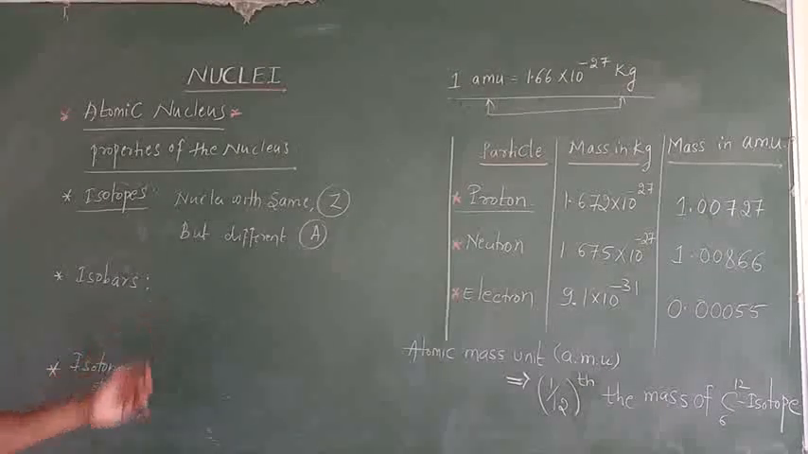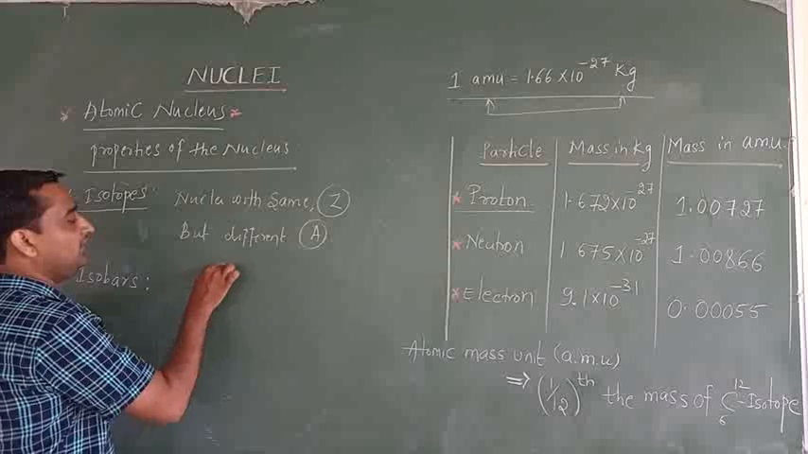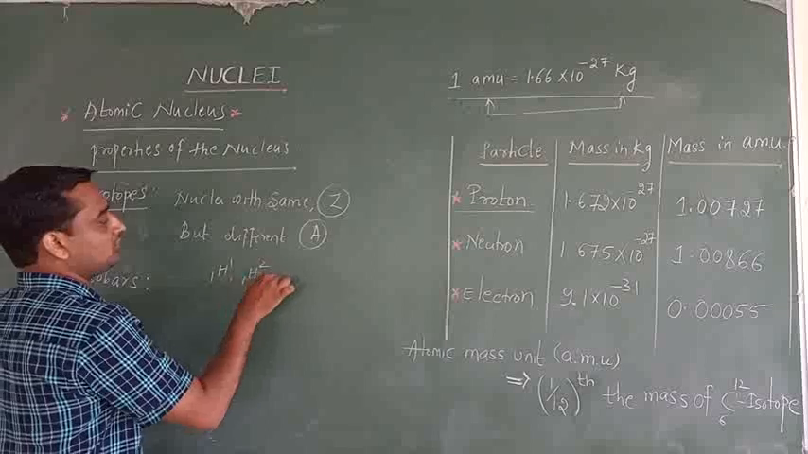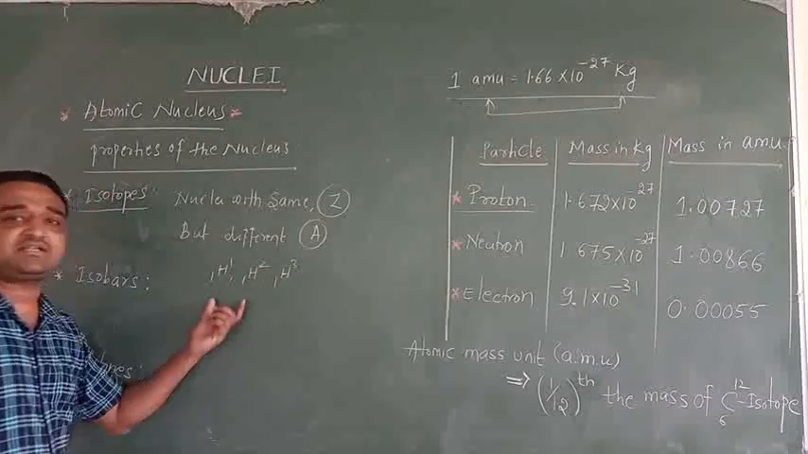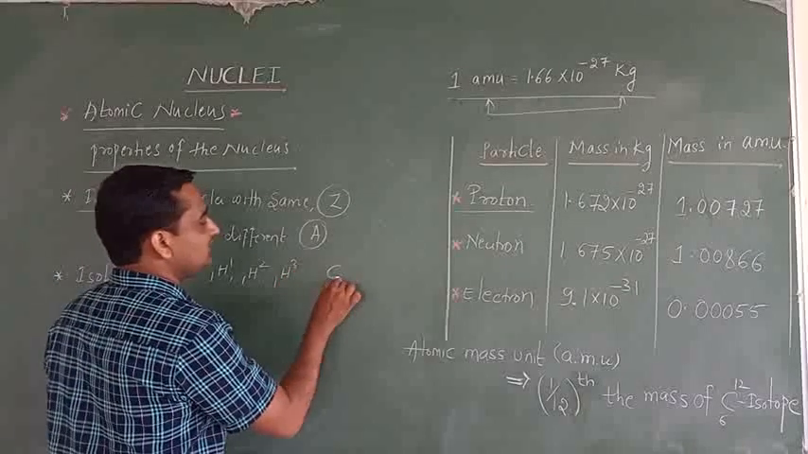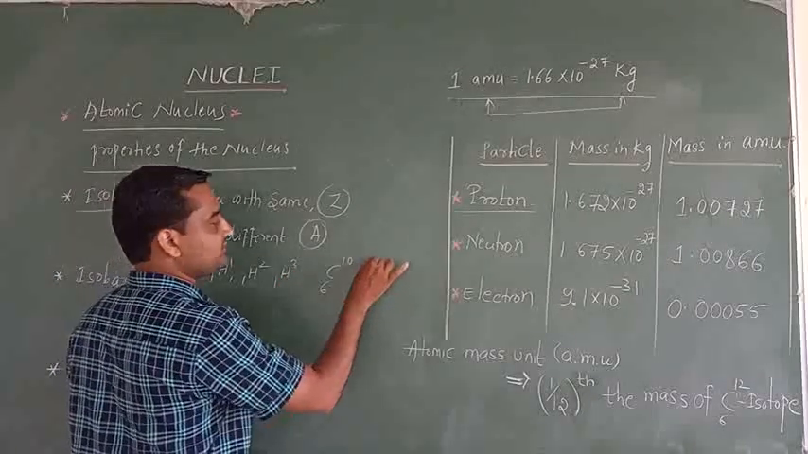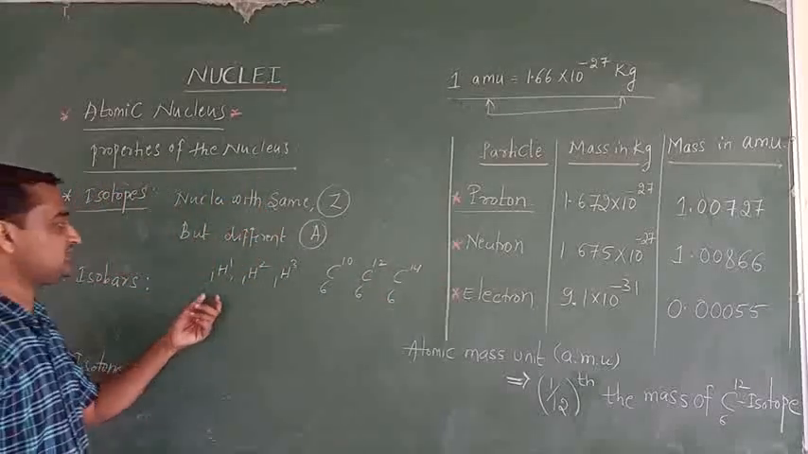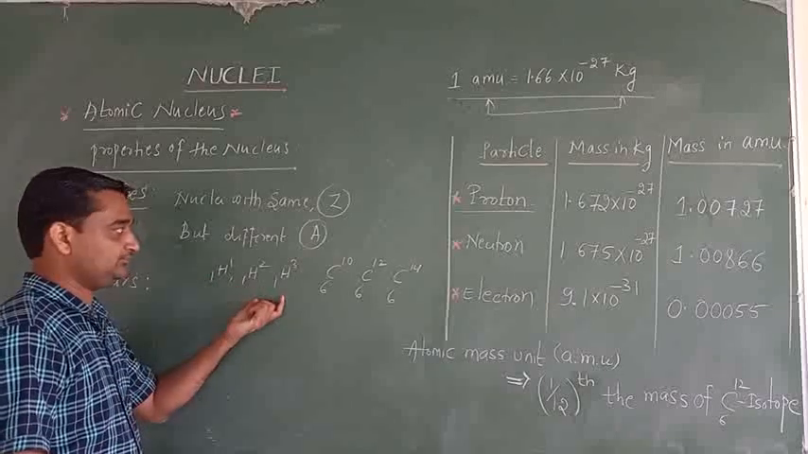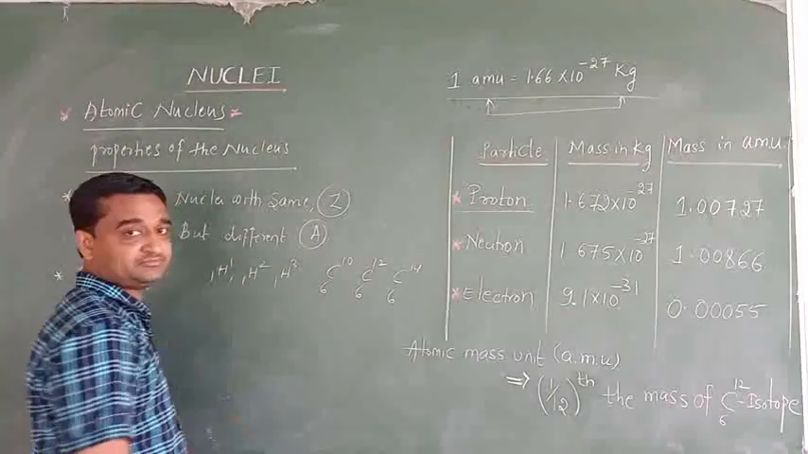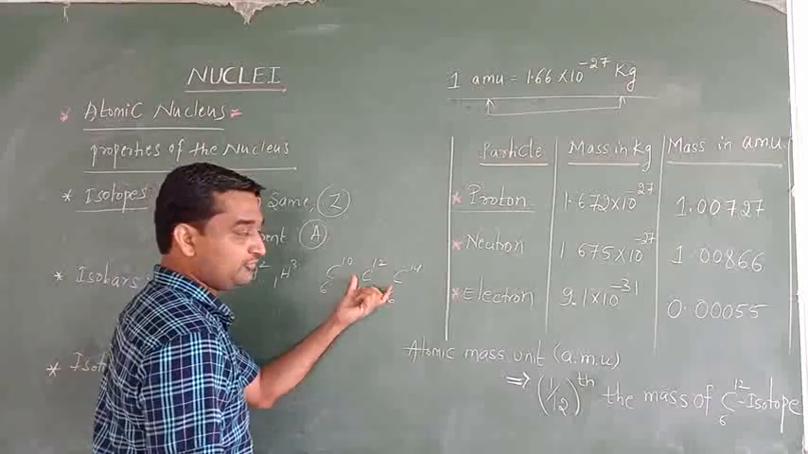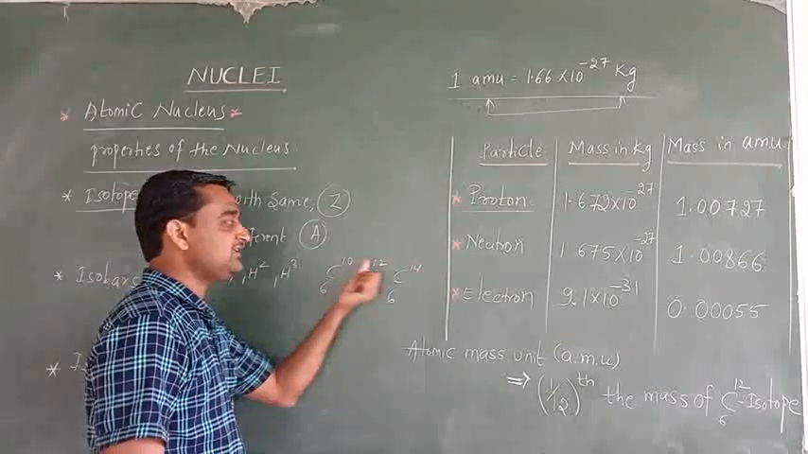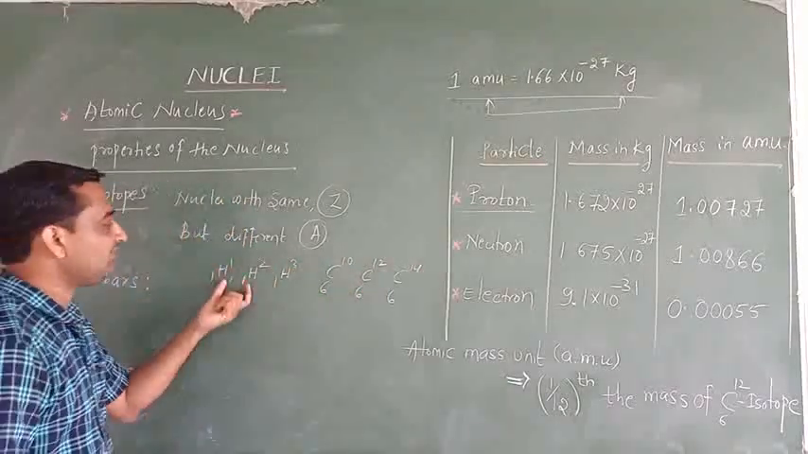Here we can give examples. 1H1, 1H2, 1H3, all these are the isotopes of hydrogen. Again, C-6-10, C-6-12, C-6-14. In these examples you can see the atomic number is the same but they have different mass numbers. In carbon, C-6-10, C-6-12, C-6-14, the mass number is different but the atomic number is the same.